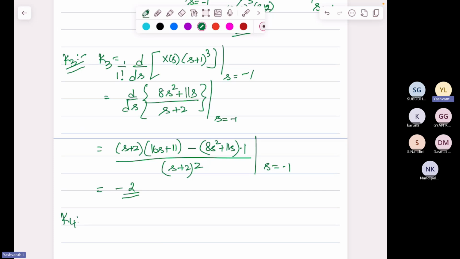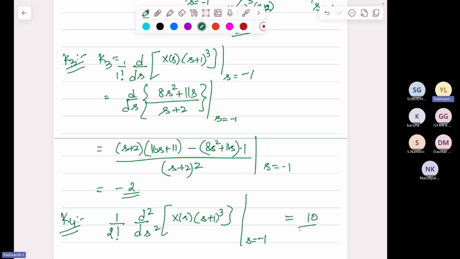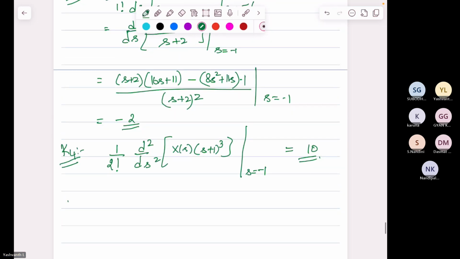Finally, k4 equals 1 by 2 factorial into d square by ds square of X(s) into (s plus 1) whole cube, and finally at s equal to minus 1. You can verify that this value comes out to be 10. Therefore, your X(s) is equal to minus 10 by (s plus 2), minus 3 by (s plus 1) whole cube, minus 2 by (s plus 1) square, and plus 10 by (s plus 1).